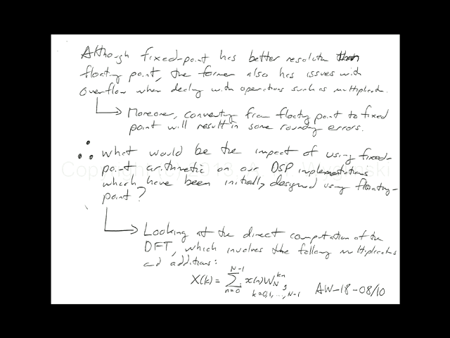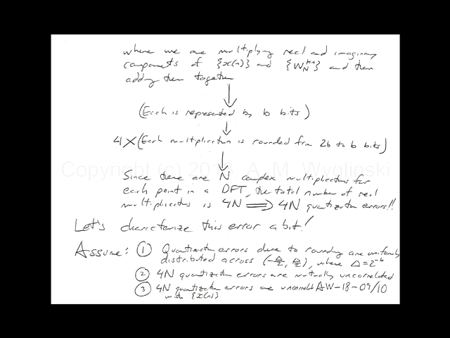So what we want to do is minimize that impact on any sort of digital signal processing implementation. Let's suppose we have some sort of DFT, and we do the multiplications and additions using this expression, which we all should know. So what ends up happening is, if we have these multiplications with the real and imaginary components of x and omega, W_N^(kn), and then add them together, and let's say each one's represented by b bits, then remember that each complex multiplication is equal to 4 real multiplications.